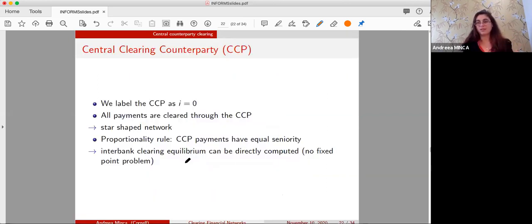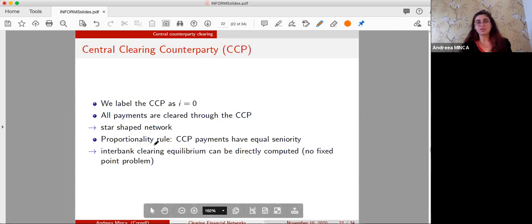So from a mathematical standpoint, how can we model a clearinghouse? We can label a clearinghouse as node i equal to 0. We assume that all payments are cleared through the CCP. We have a star-shaped network, and we have a proportionality rule, which says that CCP payments have equal seniority. And the interbank clearing equilibrium can be directly computed in this case, because there is no fixed point problem.